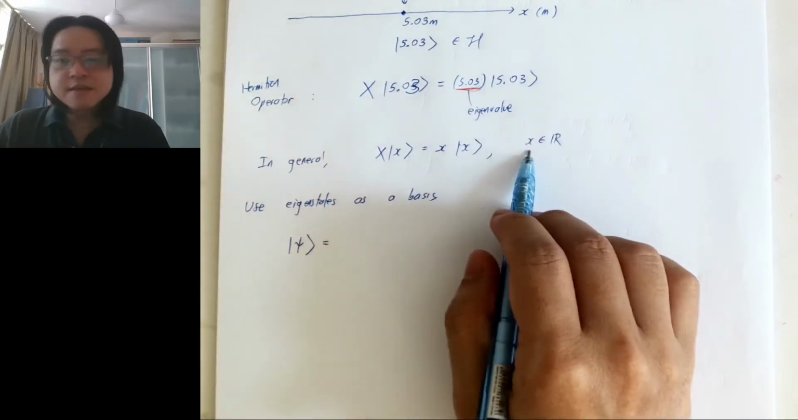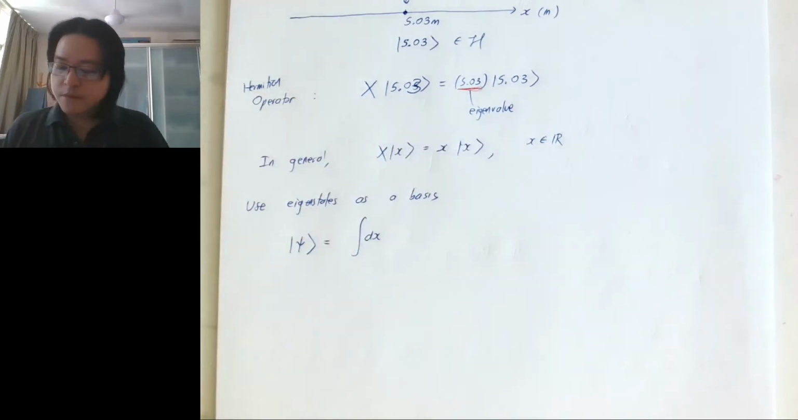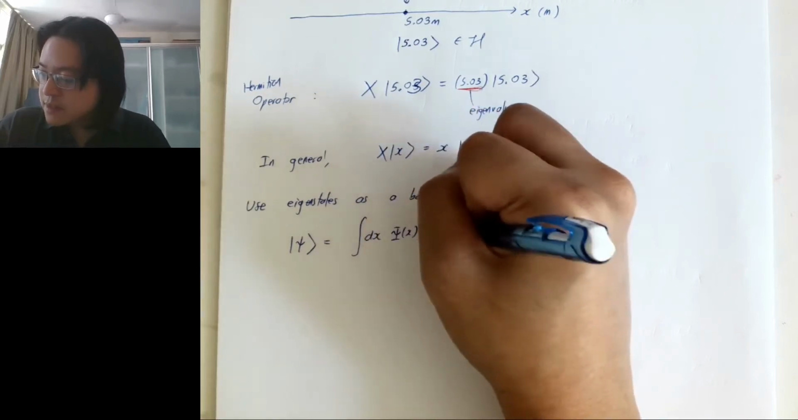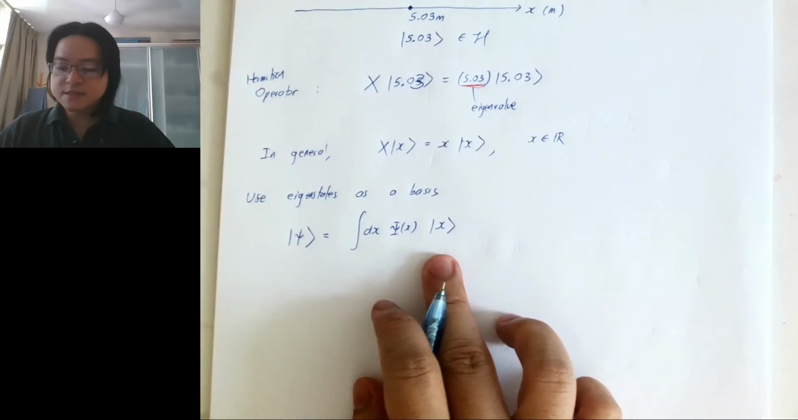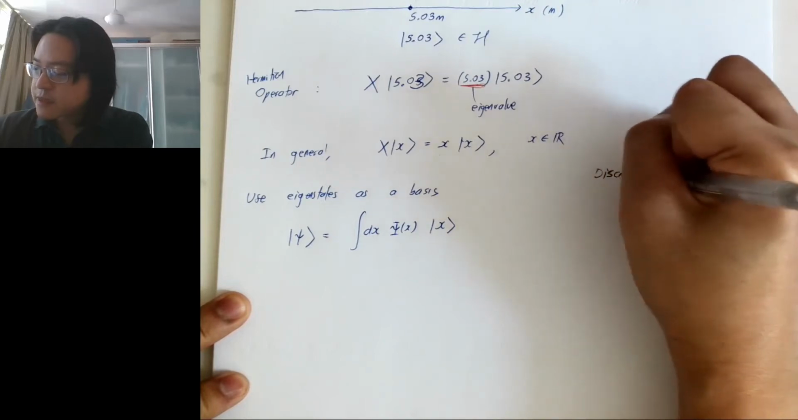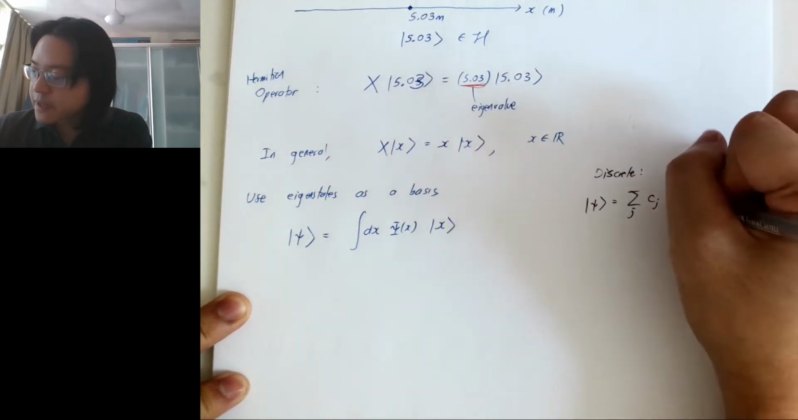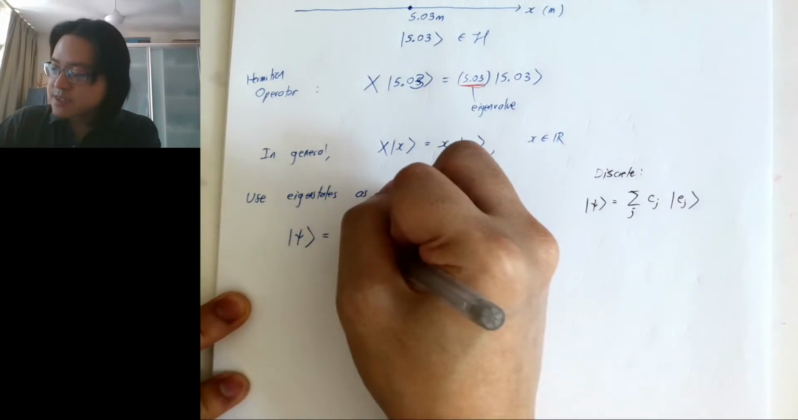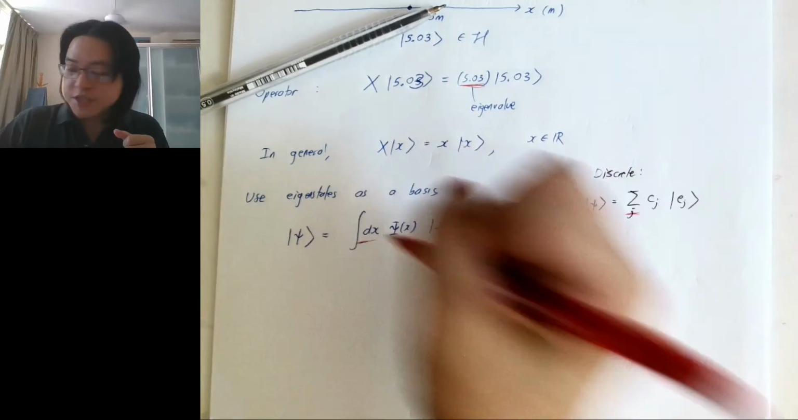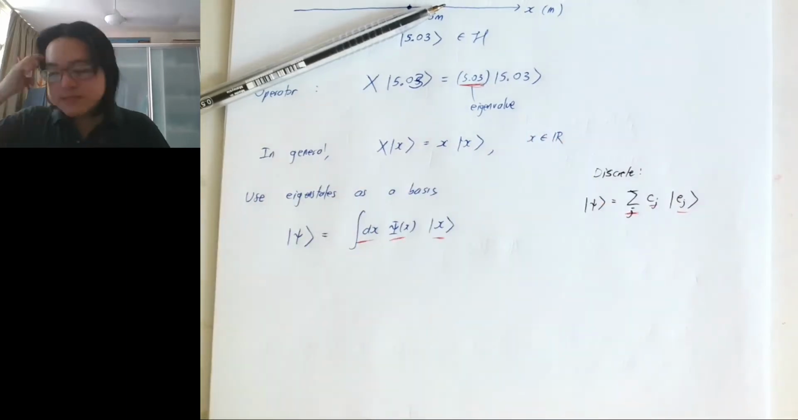Because there are so many numbers, instead of a summation, we do an integration of the coefficients times the basis. This is to compare and contrast with the discrete case. For the discrete case, an arbitrary state is the summation over the coefficients, and then I'm using the basis. So the summation becomes an integration. The coefficient is here now, and then this is whatever basis I am using.